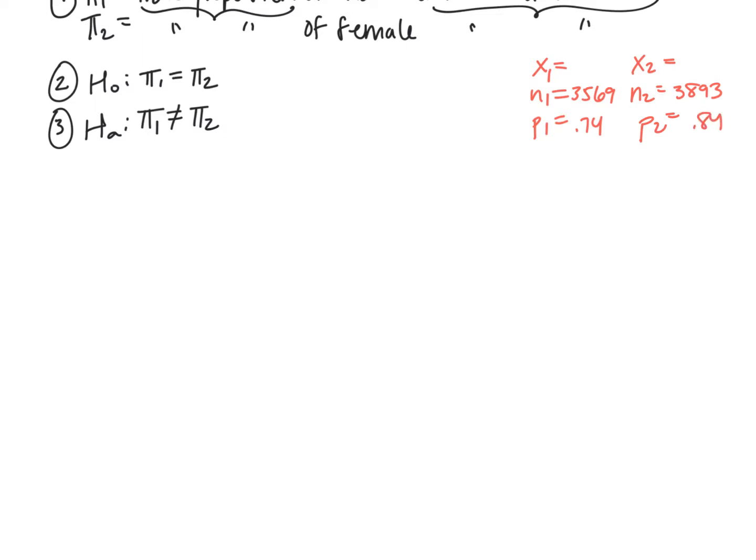So in order to find that x1 value, we just need to take 74% of n to find out the actual counts. That's what we need in order to use our calculator. So 0.74 times 3,569 is approximately 2,641, just round appropriately. And 3,893 times 0.84 is approximately 3,270. Okay. Step 4, we're going to check conditions. So we're going to check for the males, and we're going to check for the females.